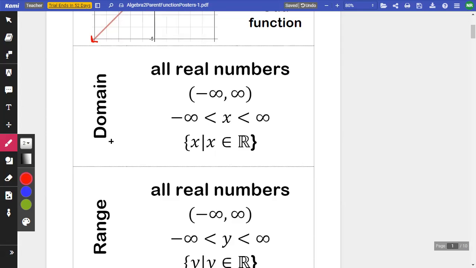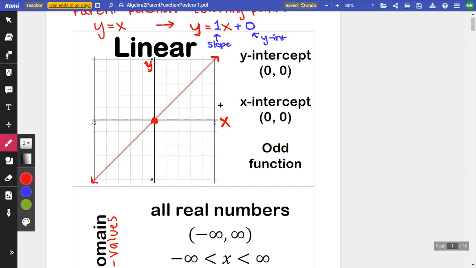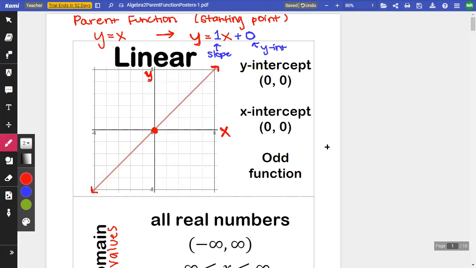But remember, just for reference, the domain will be your x values. And yes, this is super tough writing sideways. And the range represents our y values, especially with this little machine. Y values. Okay? Now this is going to be one of the ones that we glue in first.